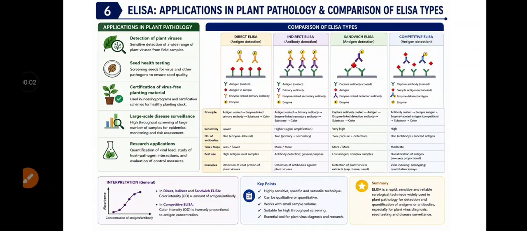A comparative analysis of enzyme linked assay. Four types of enzyme linked assay are there: direct ELISA, indirect ELISA, sandwich ELISA, and competitive ELISA. Among these four types of ELISA, which ELISA is used to detect the antigen and which is for antibody detection, then which is more efficient, which is more sensitive? So all these things we will discuss in detail in this video.